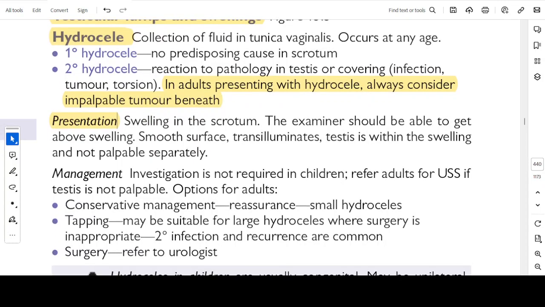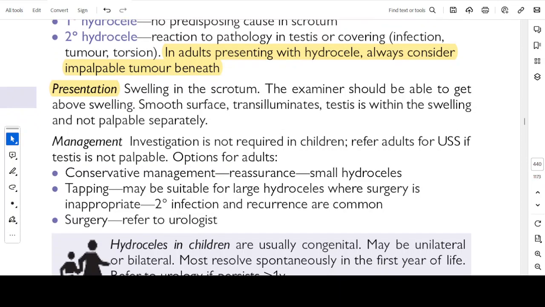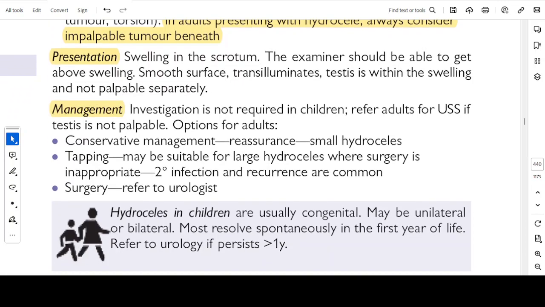Presentation: swelling in the scrotum. The examiner should be able to get above the swelling. It has a smooth surface and transilluminates, and the testis is within the swelling and not palpable separately. Management: investigation is not required in children. Refer adults for ultrasound of the testis if the testis is not palpable.